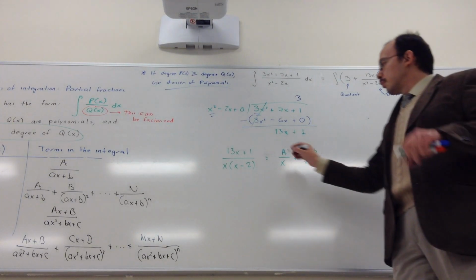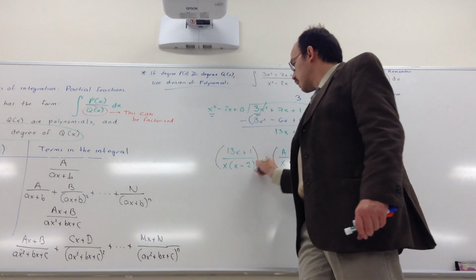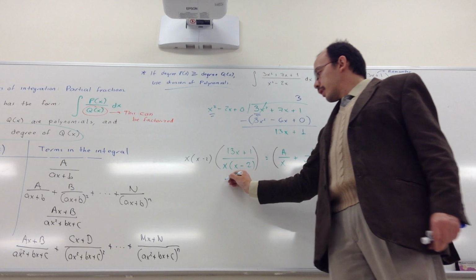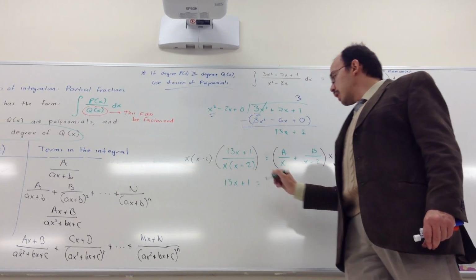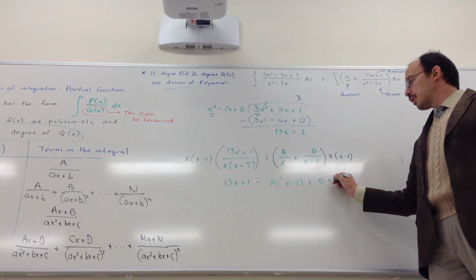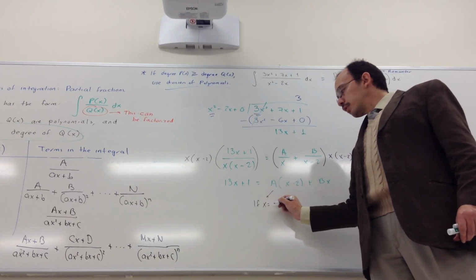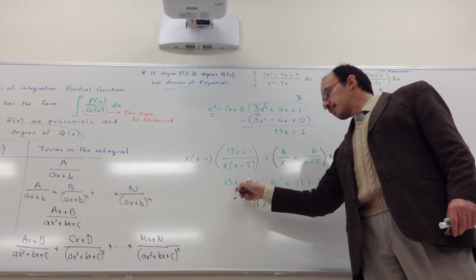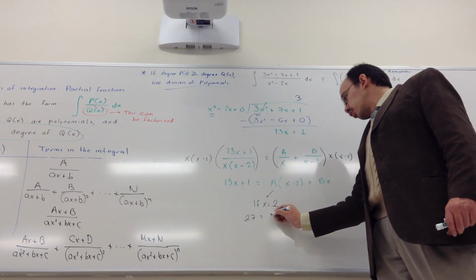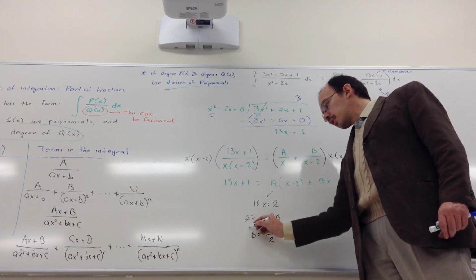What do I do? Same thing, multiply by x minus 2, simplify: 13x plus 1 equals A times x minus 2 plus B times x. So, from here, if x equals 2, very good, 13 times 2, 26 plus 1, 27, equals 2B. So, B is equal to 27 halves.